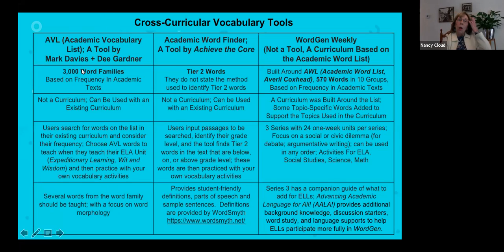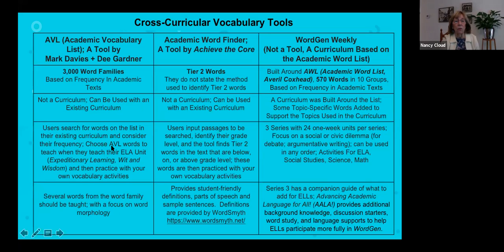So instead of going across, let's go down now, just as a reminder, because these are the tools that you can use. You can use the academic vocabulary list with the 3,000 words. It's based on frequency. The highest frequency word is labeled 1, and the lowest frequency word is labeled 3,000 on that list. It is not a curriculum, but that can be a good thing, because then you can use the list with any existing curriculum in ELA that you're using, remembering that ELA is the first curriculum that we do with English language learners.